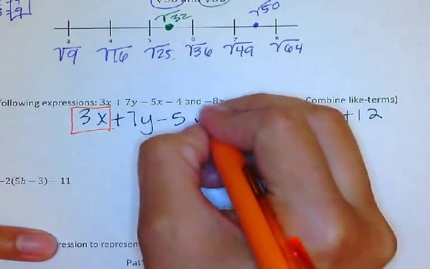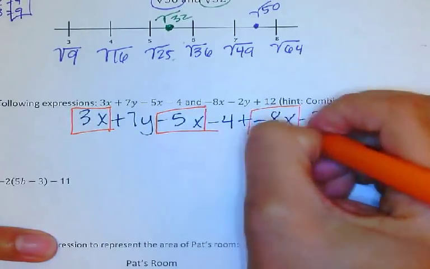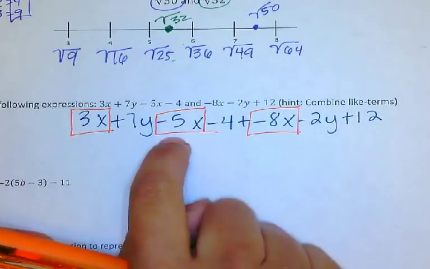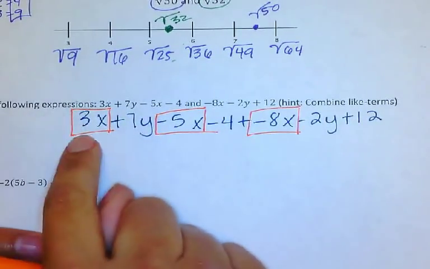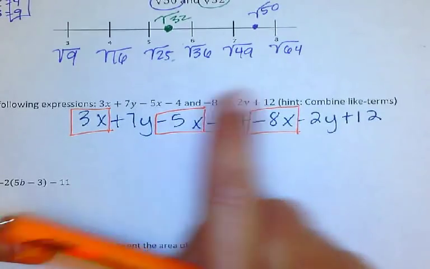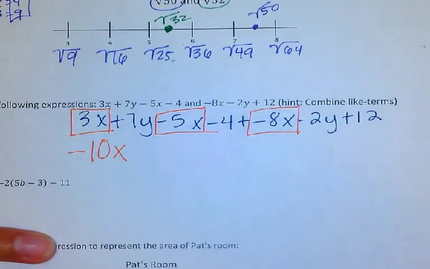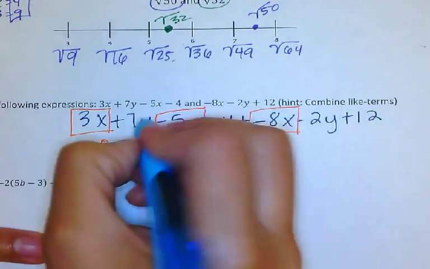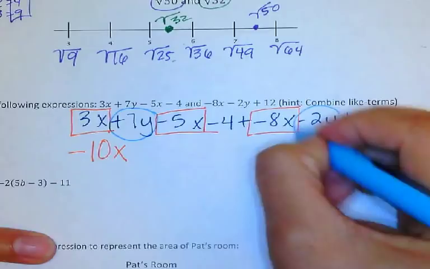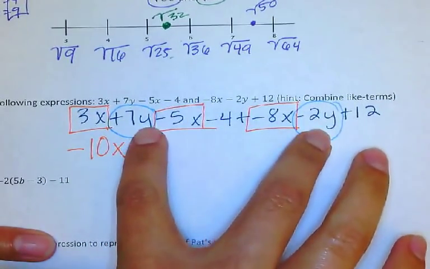Remember to enclose the sign before it so that you can combine the like terms with the sign that they belong. So the x's, I have 3 minus 5 minus 8. So 3 minus 5 would give me negative 2, and negative 2 minus 8 would give me negative 10. So I'll write negative 10x. For the y's, remember to enclose the sign in front of it. I have 7 and negative 2. So 7 minus 2 would give me 5.